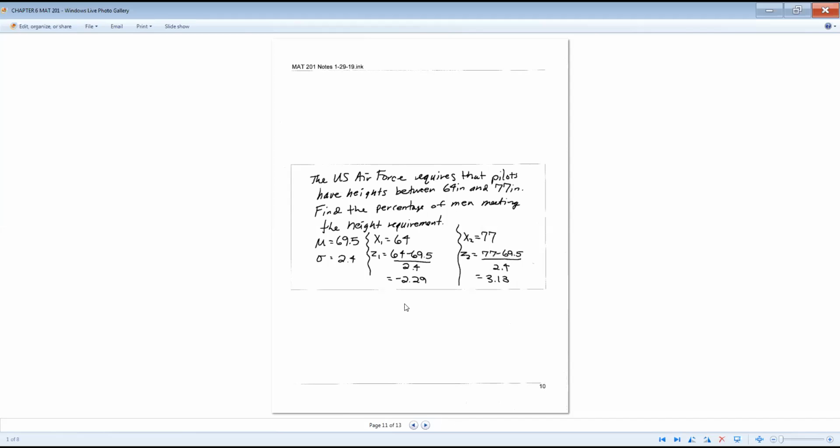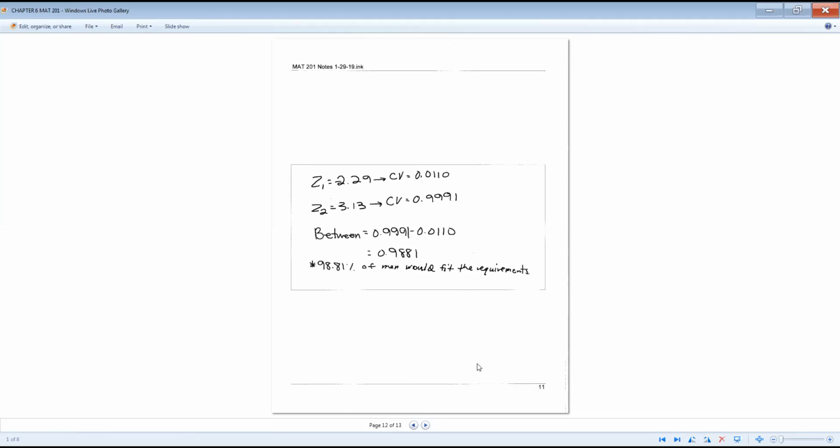So let's do another one. The U.S. Air Force requires that pilots have heights between 64 inches and 77 inches. Find the percentage of men meeting the height requirement. So we're talking about between 64 and 77. Mean 69.5, standard deviation 2.4. First data value, 64 inches. Plug that into your z-score formula, gives you negative 2.29. Second value, 77 inches. 77 minus 69.5 over 2.4 gives you 3.13.